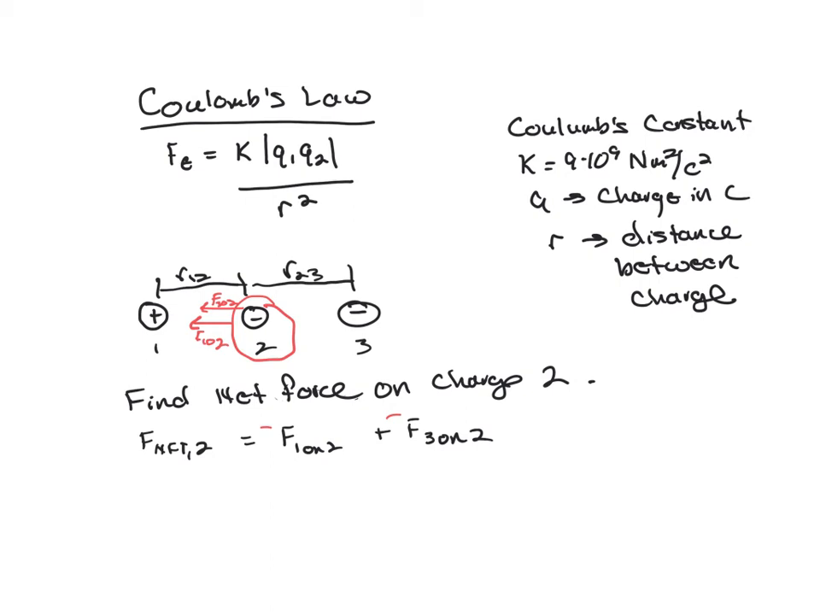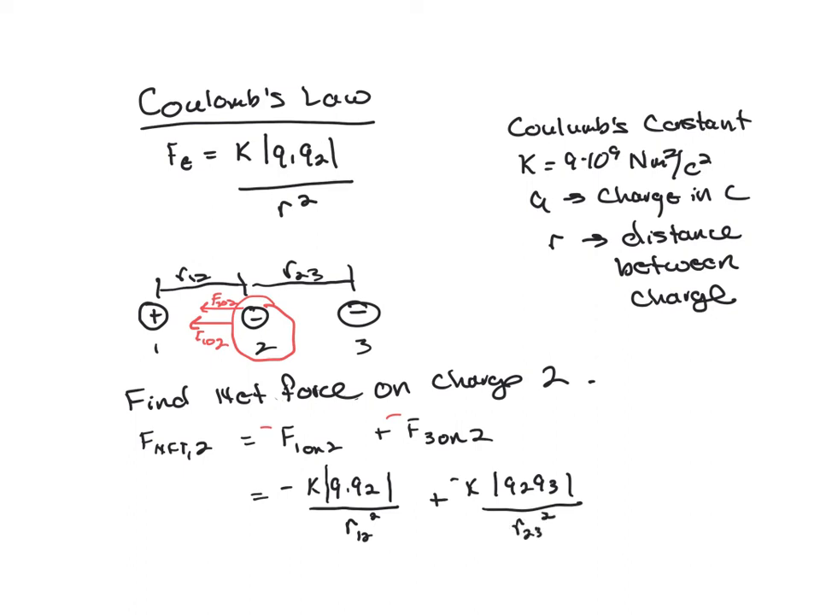So we would finish filling this out by, we have our constant, charge 1, charge 2. Notice this is still in absolute value signs. And then R1,2 squared. And then over here, we're still going to have charge 2 here, but now we're going to have charge 3 exerting the force. Also still negative. And then the distance between 2 and 3.